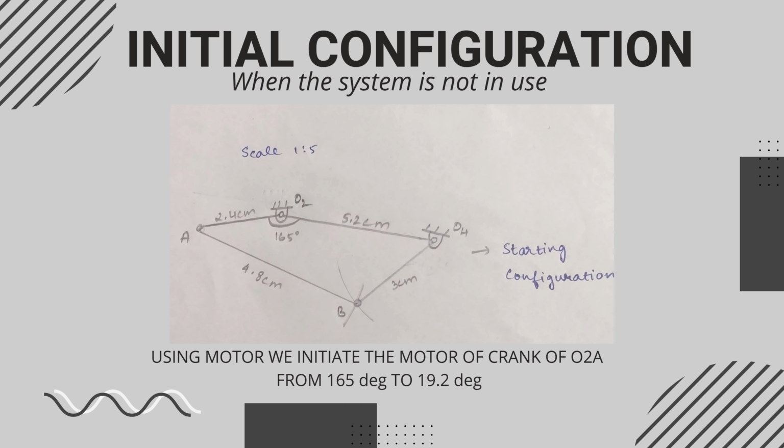Initial configuration. In the initial setup, the ladder is fully folded and not in use. At this point, the crank sits at about 165 degrees, which is our starting position. As the mechanism begins to move, we rotate the crank forward to around 19.2 degrees. This rotation is what drives the entire linkage and eventually brings the ladder to its fully open position.